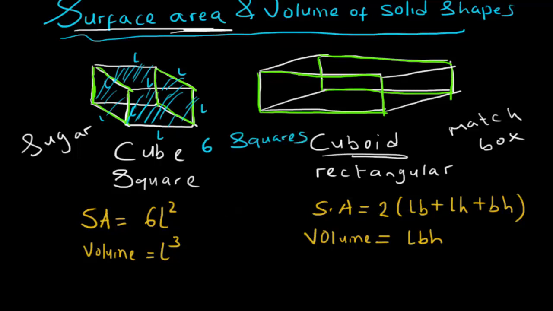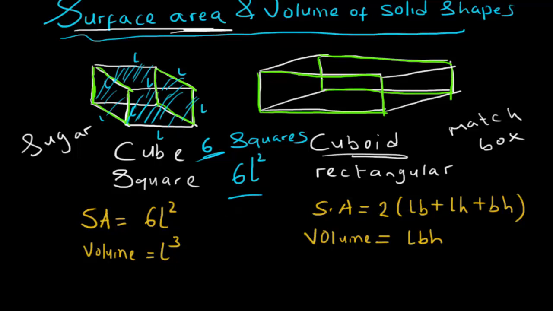Now remember, the area of a square is length square. Now if I have 6 squares, it means the surface area of a cube is 6L square. Do you understand that? Let's do that for the surface area of a cuboid.